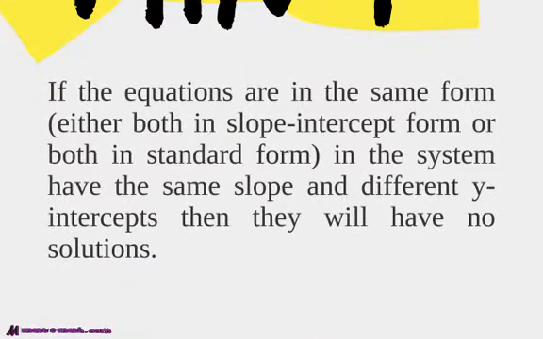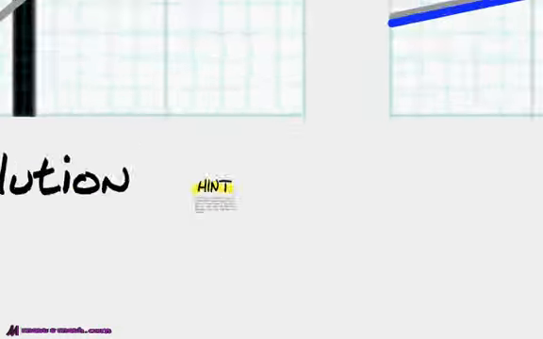If the equations are in the same form, meaning they're both in slope-intercept form or they're both in standard form, well, if they have the same slope and different y-intercepts, especially in slope-intercept form, they will have no solution. That's the trick there, okay? So when you're looking at a system and they have the same slope and different y-intercepts, you know that they're parallel and they don't have any solution. That's the trick, okay? That's the easiest method to use.